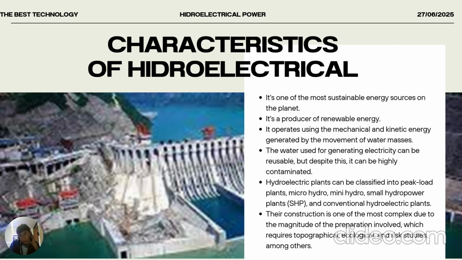Hydroelectric plants can be classified into peak load plants, micro hydro, mini hydro, small hydro plants (SHP), and conventional hydroelectric plants. This classification helps us understand the functionality of various hierarchical structures. Their construction is one of the most complex due to the magnitude of the preparation involved, which requires topographical, ecological, and risk studies, among others, and the participation of engineers.